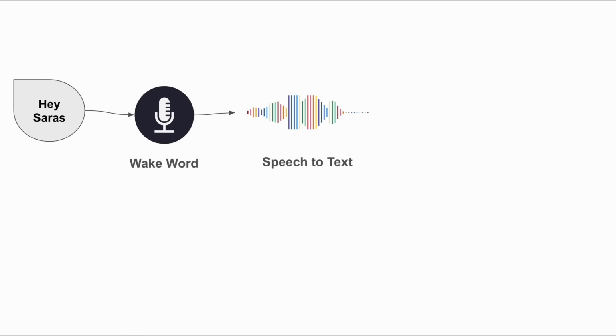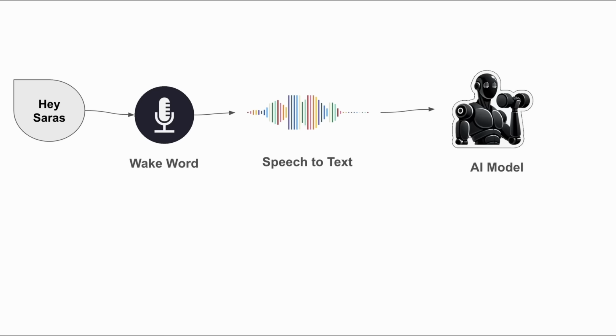So how does all of this work actually? Well, let me show you in the diagram. It starts when I say, "Hey Saras." A local wake word detector picks that up. Then it records what I said and transcribes my voice into text using speech to text. That text is sent to an AI model, sometimes LLaMA running locally, sometimes ChatGPT, depending on what I'm testing.